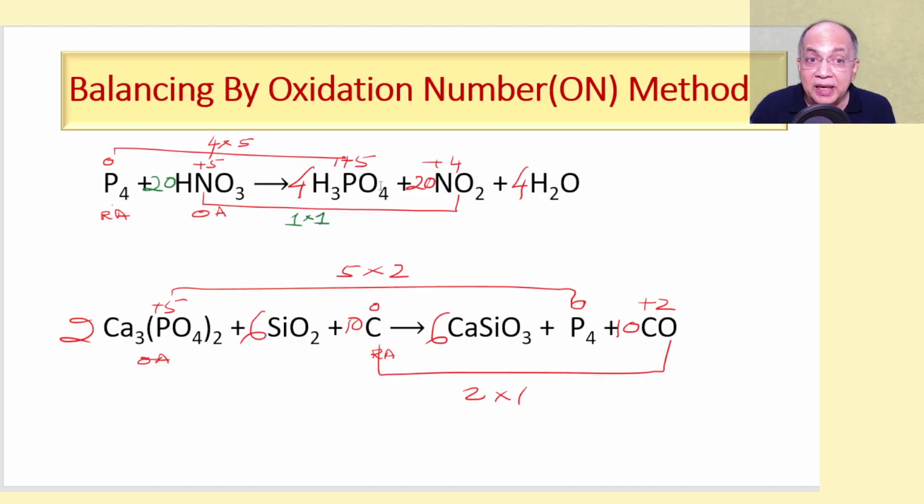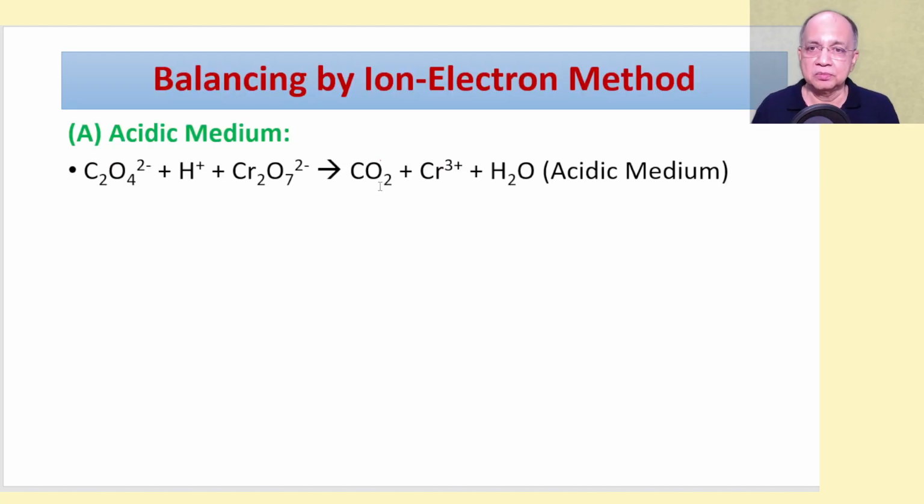Now if you are handling an ionic equation, then you have to follow some other methods. For example, this is an acidic medium. This is oxalate ion with dichromate ion, potassium dichromate, in acidic medium, giving you carbon dioxide, chromium 3+ and water, right? Now this is an ionic equation and its procedure is different.